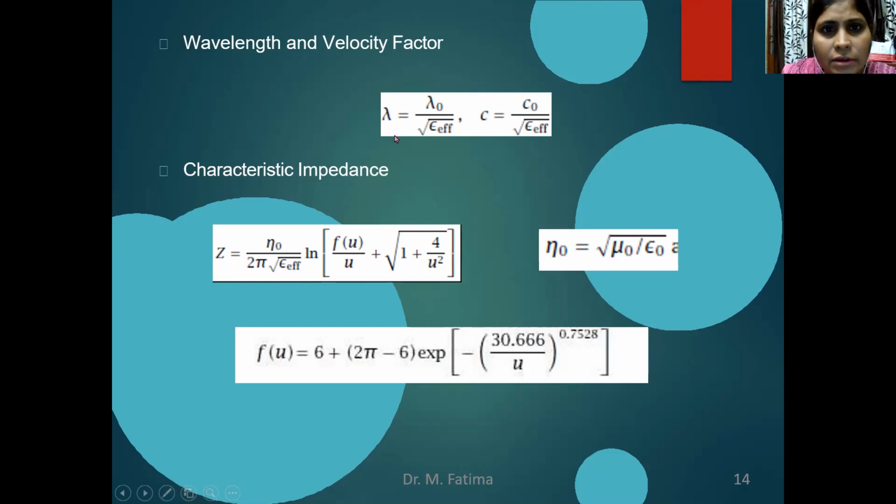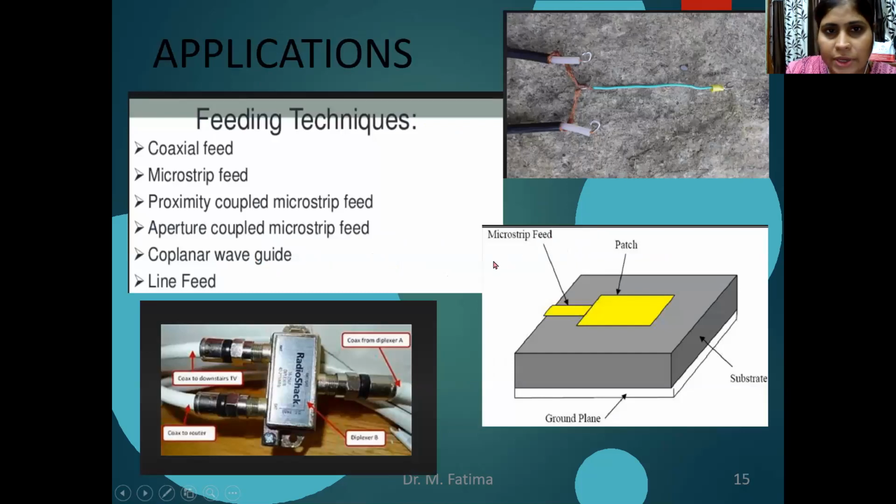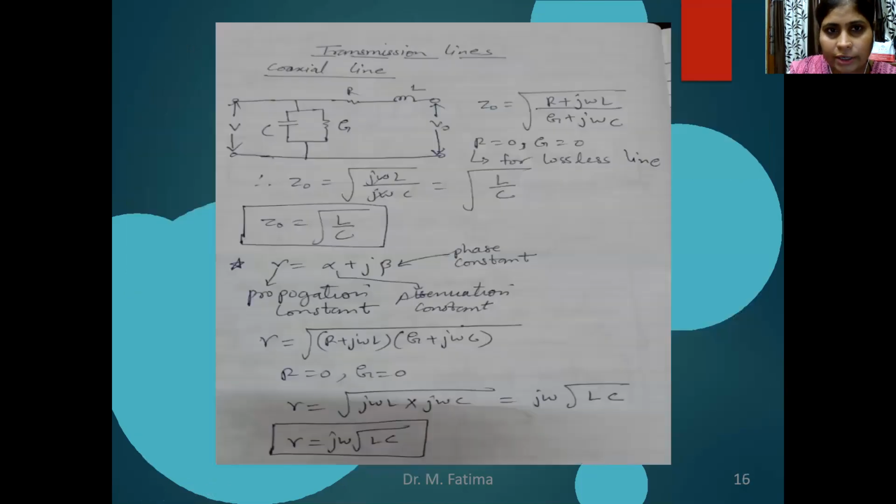The wavelength is equal to lambda naught upon under root of effective permittivity. It means the wavelength also depends on the effective permittivity, and the velocity factor also depends on the effective permittivity. So these are the applications we have already seen. The microstrip line, coaxial line, and the strip lines are used to feed the receivers and the transmitters, or these feeding lines are connected between the two devices.